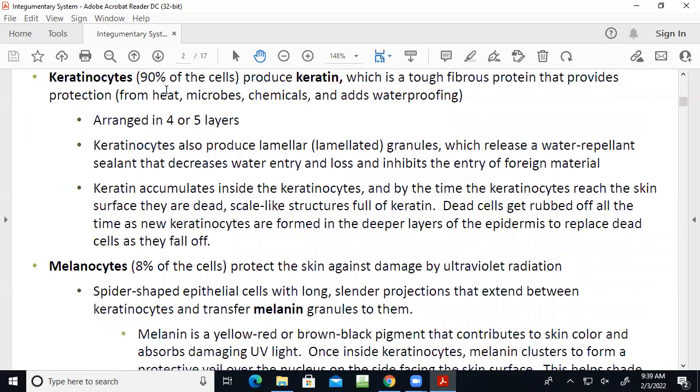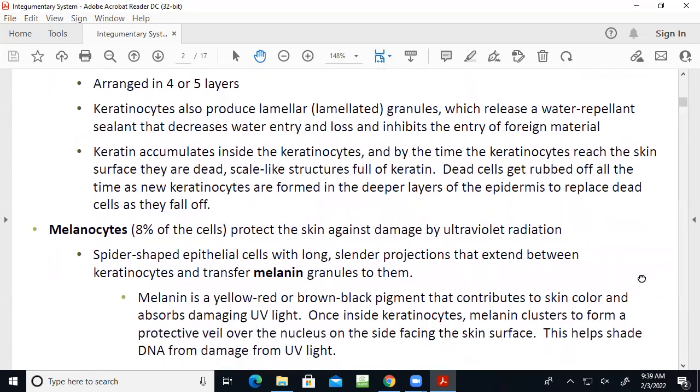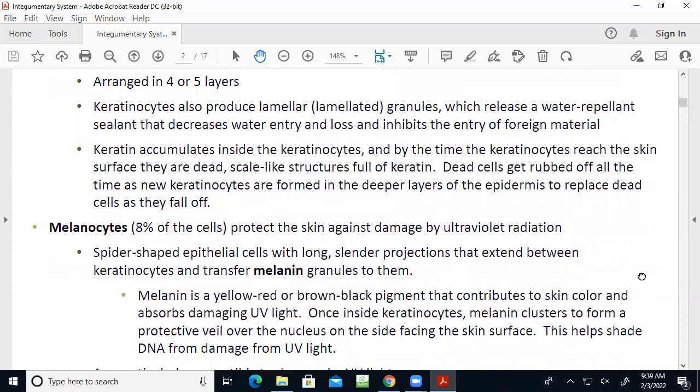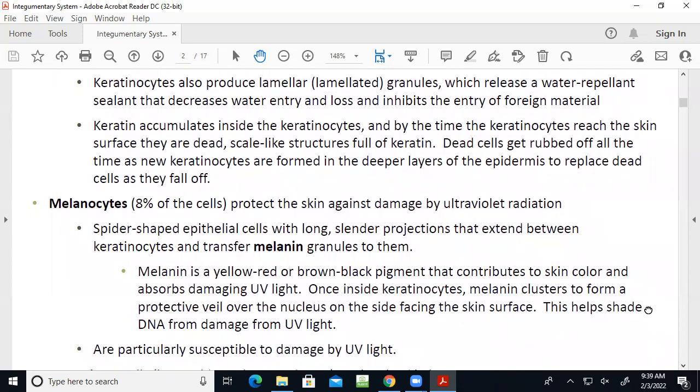Most numerous of the cells, 90% of the cells of the epidermis, and so it's very much the majority of the cells. We talked a little bit about keratin the other day, but it's a tough fibrous protein, provides protection from things like heat and microbes and various chemicals, and even helps with waterproofing the skin so water doesn't just leak through either into or out of the body. Okay, we arrange our keratinocytes in 4 or 5 layers. We're going to talk about the layers of the epidermis on the next page, and that's all dependent upon the thickness of the skin. Like we talked about, your eyelids is thin, your heels is really thick.